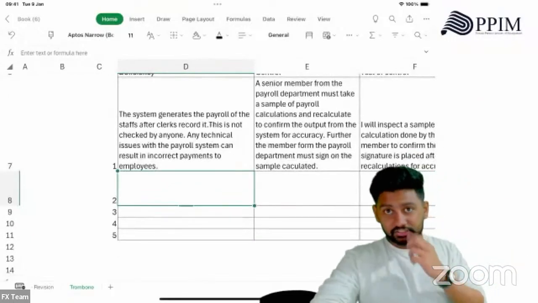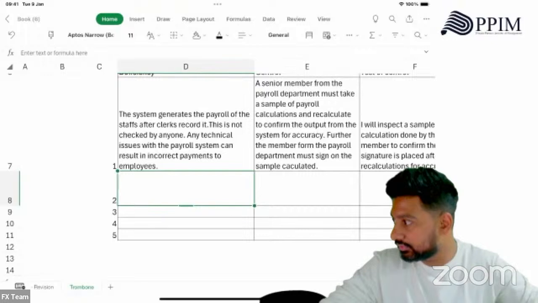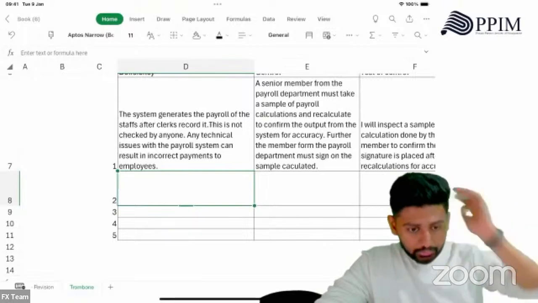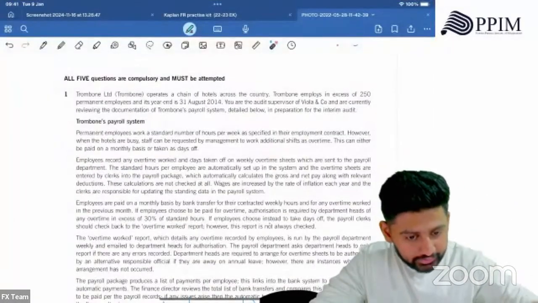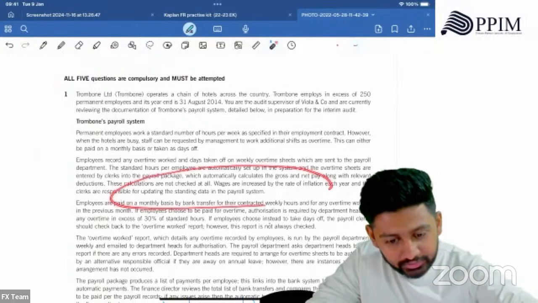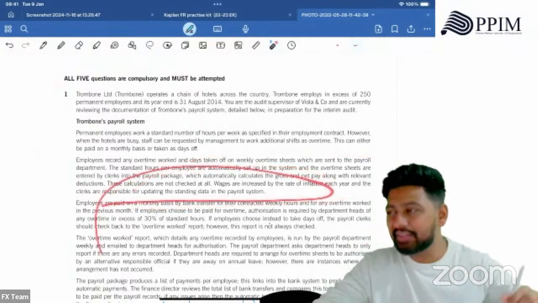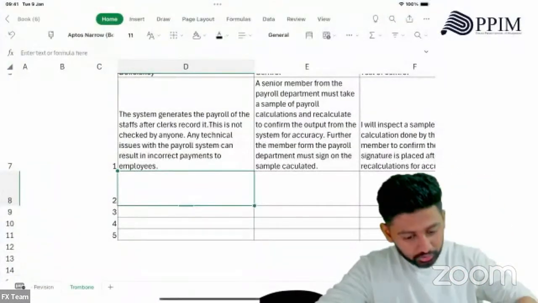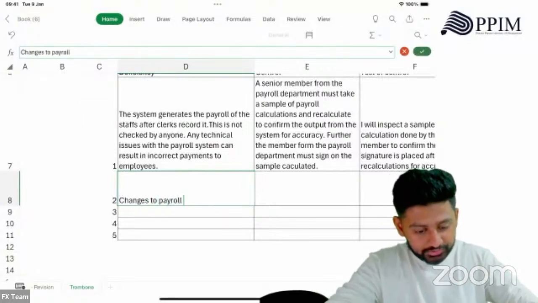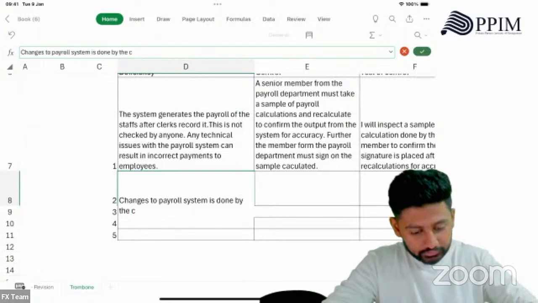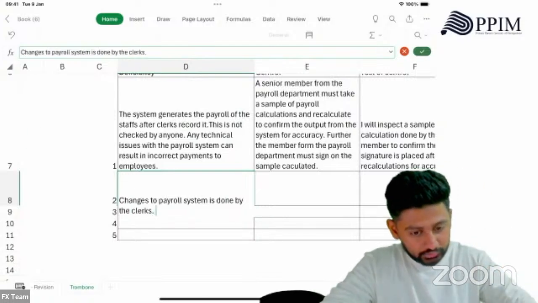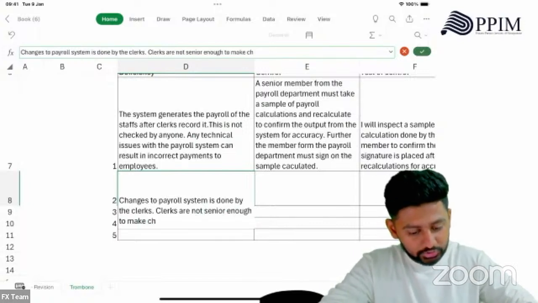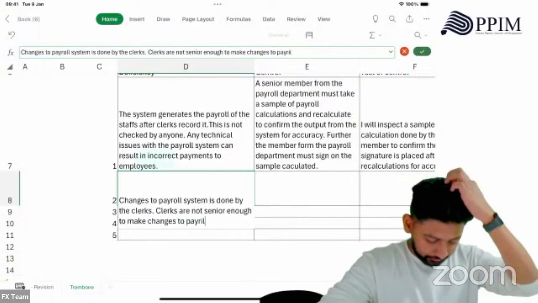We know the problem is that changes are not done by senior staff. Wages are increased by the rate of inflation each year, and clerks are responsible for updating. Good. But guys, you understand this can be a copy paste in the exam. That's okay, but you have to explain it. Changes to the payroll system are done by the clerks. Clerks are not senior enough to make changes to the payroll system.